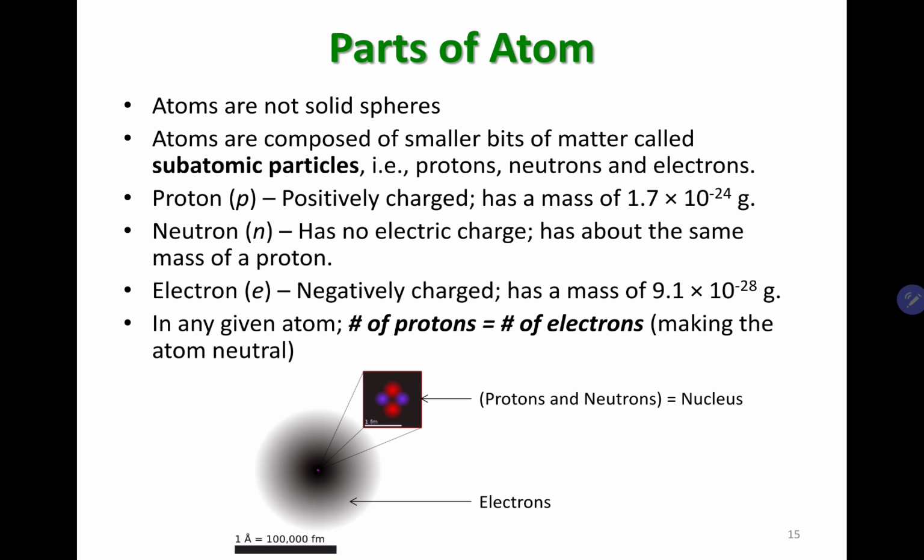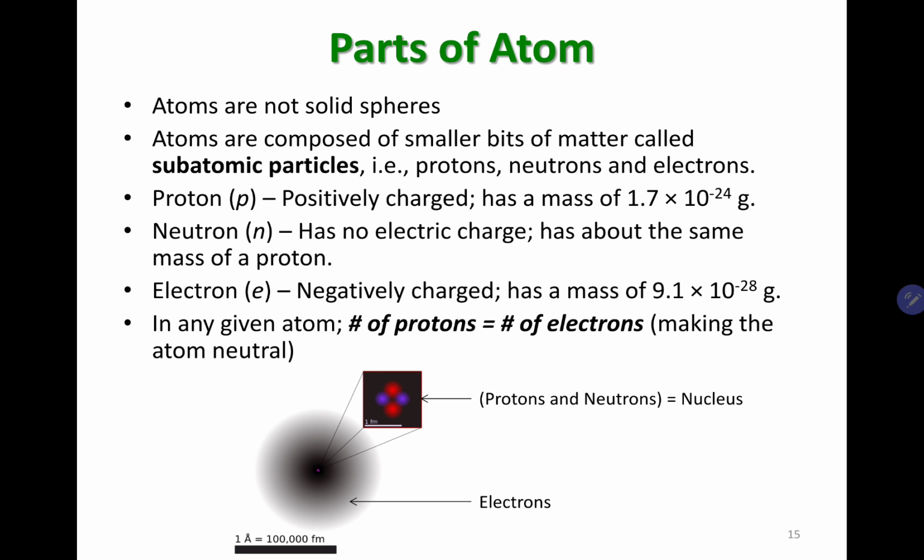To talk about the atomic structure, we have to talk about the parts of an atom. Atoms are made up of three subatomic particles called protons, neutrons, and electrons. Let's talk about protons first.